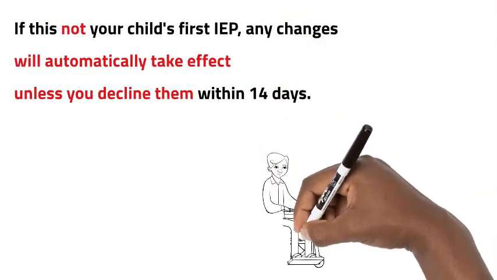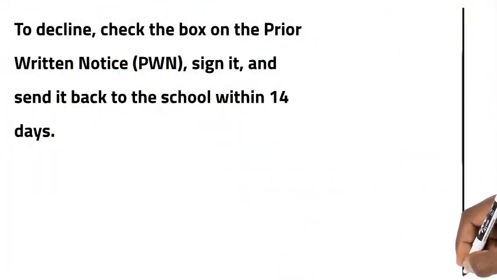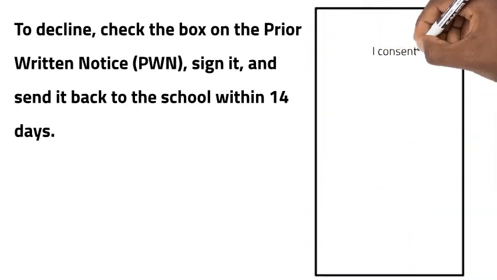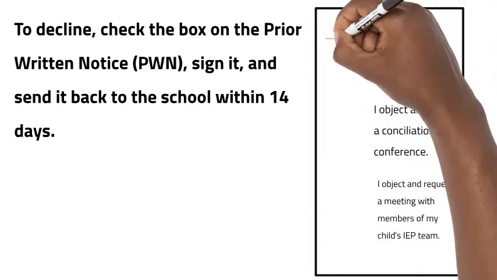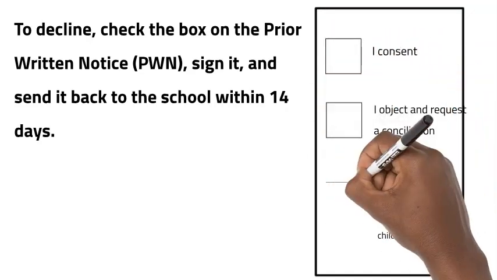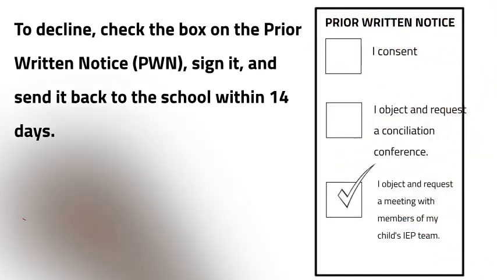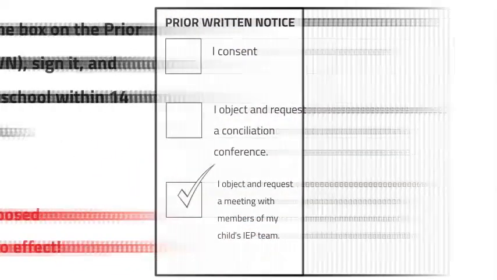If this is not your child's first IEP, you should know that any changes in the IEP will automatically take effect unless you decline them within 14 days of receiving the IEP. To decline, you need to check the box on the prior written notice, or PWN, you have received that says, I decline or I object. Sign it and send it back to the school within 14 days. Otherwise, the proposed changes will go into effect.